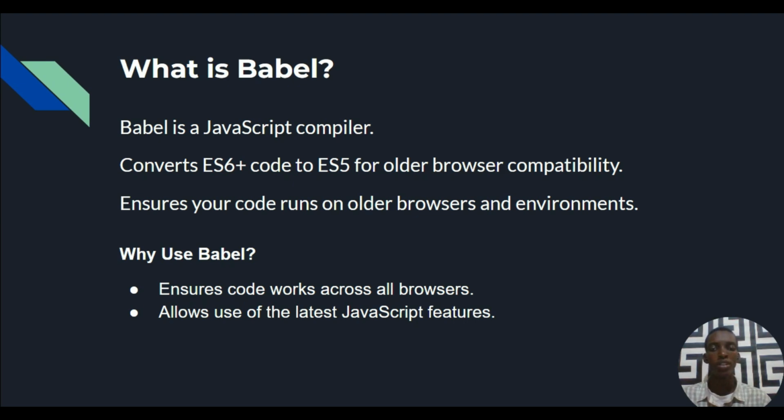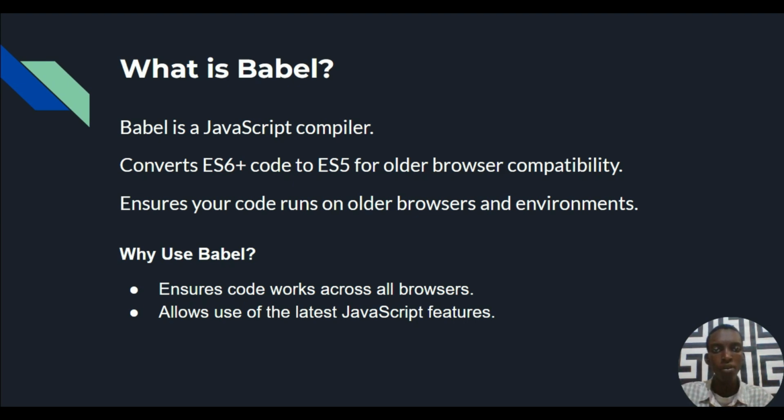Now when we talk about ES, it's ECMAScript, right? There have been different updates to JavaScript, like adding arrow functions and some other new updates. Some browsers don't actually accept these, maybe because they haven't updated the JavaScript engine in their browser. So if you try to use these new features, it might not work. That's when Babel and Webpack come in.